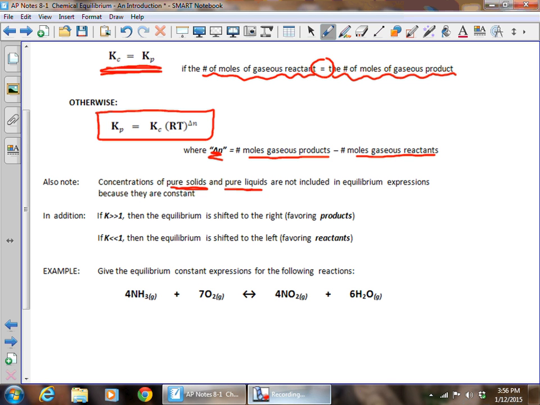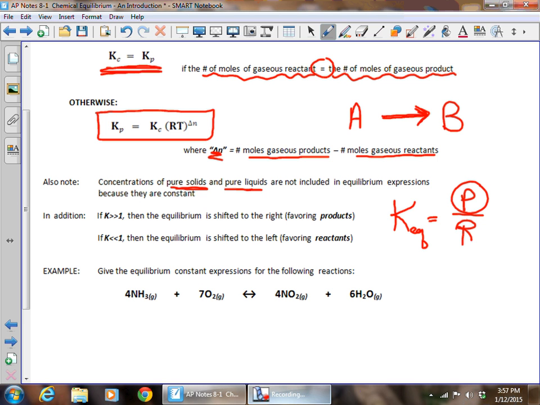In addition, if K is greater than 1, then we would say that K favors the products of the reaction. If K is less than 1, we would say that the equilibrium system favors the reactants. Think about why. If K is equal to products over reactants, and you have a large K, that means your products must be big. So if the products are larger, that means you have more products. We say it's favoring the products in the reaction. So if you've got A going to B, and you've got more products forming, more of B forming, we say that reaction is shifted to the right.